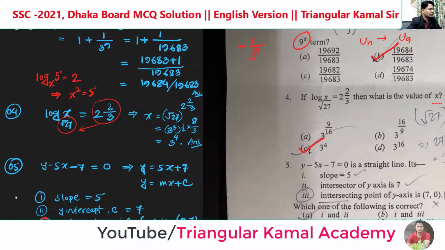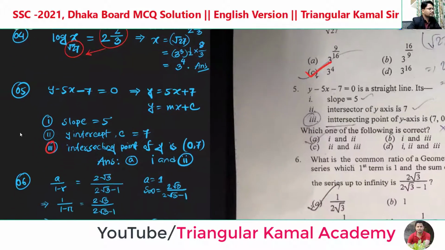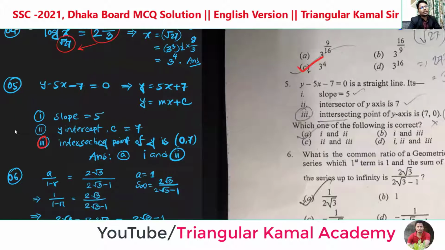Now see the next question, question number 5. Y minus 5x minus 7 equals 0. Then there are 3 pieces of information given here. First step, just convert the equation into the standard form, like y equals mx plus c. Comparing this equation, we see the slope m equals 5. That means the first information is correct. And c is called the y-intercept. Here the y-intercept is 7.